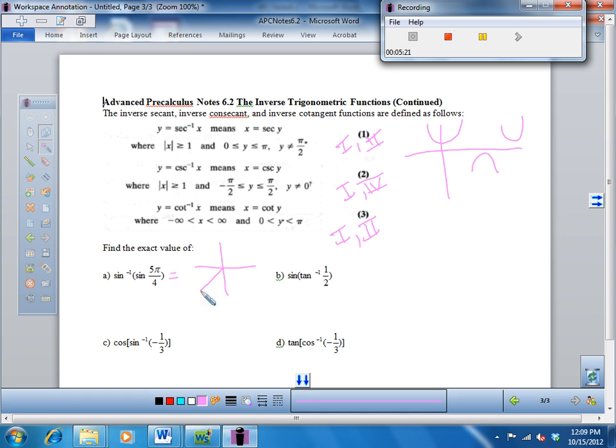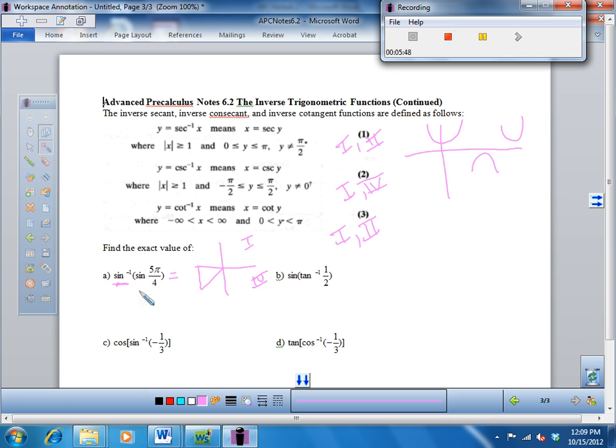That's right, it's in the third quadrant. Okay? So you draw a picture right there in the third quadrant. But the problem with that is that inverse sine is only found in which two quadrants? 1 and 4, okay? 1 and 4.